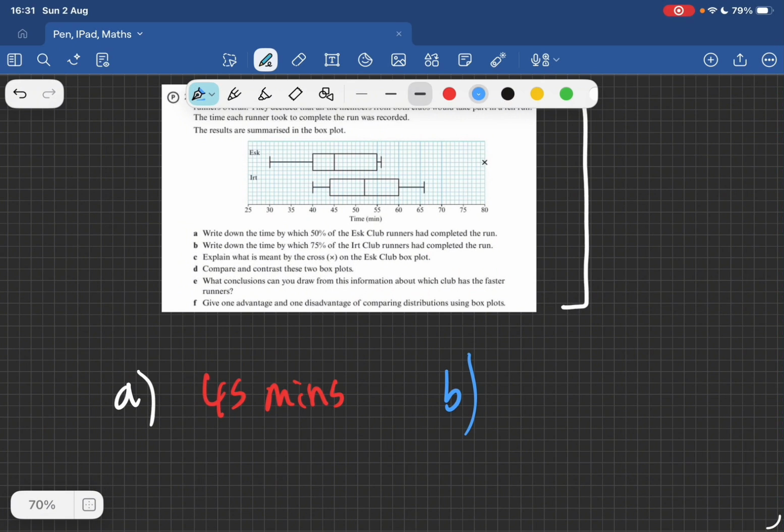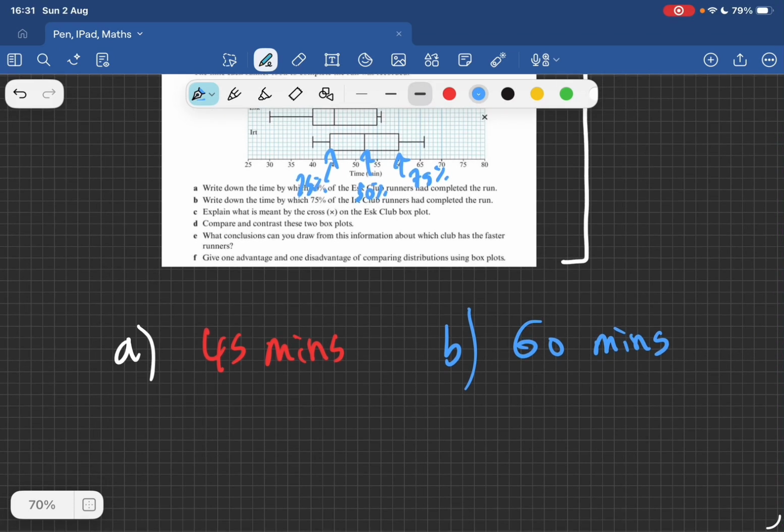Write down the time which 75% of the club runners has completed the run. So 75% is your upper quartile. So we've got 60 minutes. Just as this is 75%, 50%, which is our median, and then 25% here, which is our lower quartile.